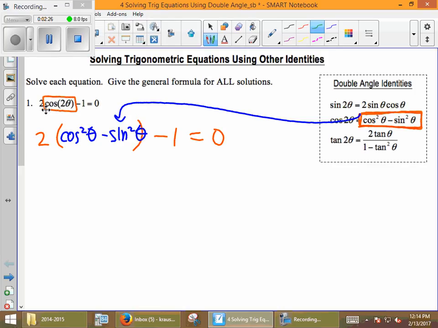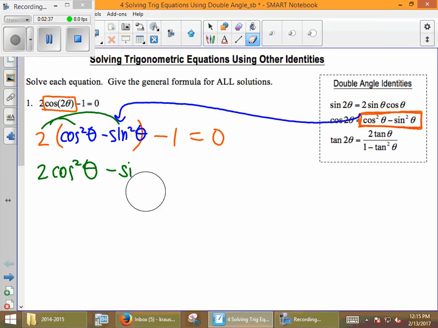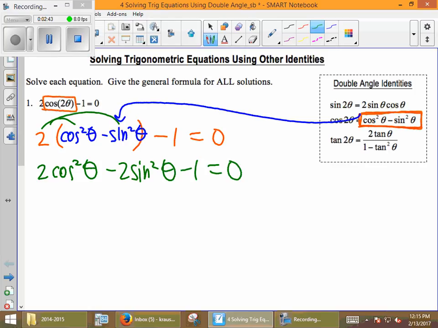Alright, so when that 2 is out in front, I can distribute it in. So 2 cosine squared theta minus 2 sine squared theta minus 1 is equal to 0.